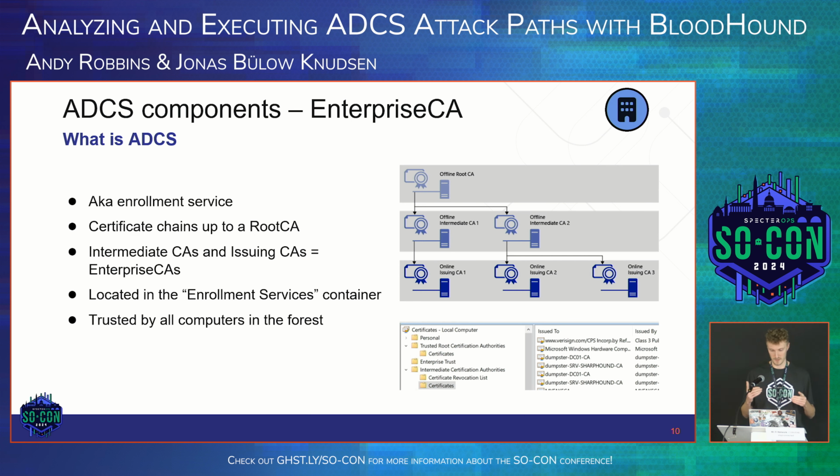The issuing enterprise CAs are typically what you reach out to if you want to enroll a certificate. They're all located in this enrollment services container, and like the root CAs, they are all trusted by the domain joined hosts in the environment. It's just in another folder. It's in the intermediate certification authorities container on the local computers.